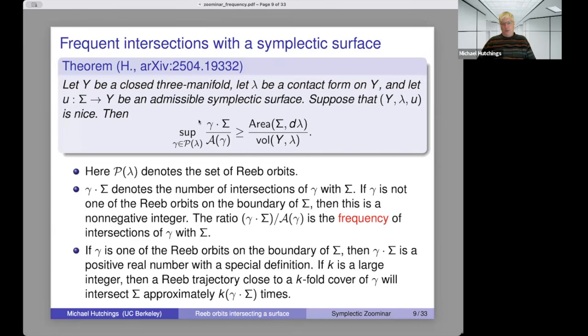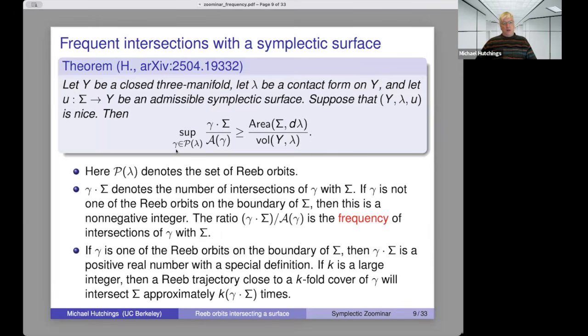So there are two cases. The usual case is where γ is not one of the Reeb orbits on the boundary of Σ. Then we're just literally counting the number of times that γ intersects the interior of the surface. Each of these intersections algebraically counts as +1. So I add these up, I get some non-negative integer.